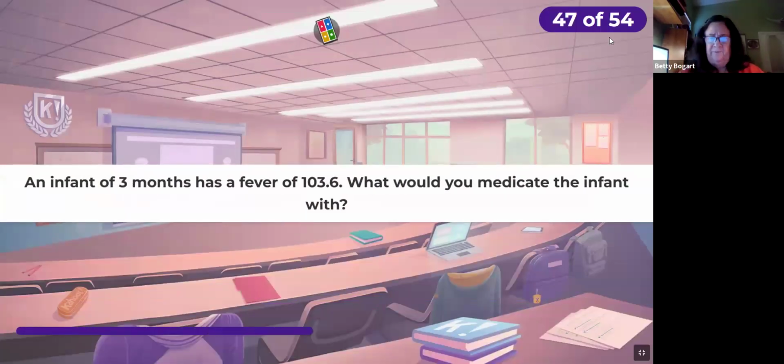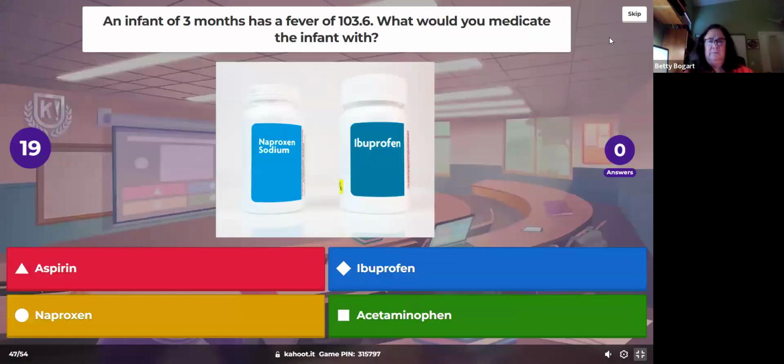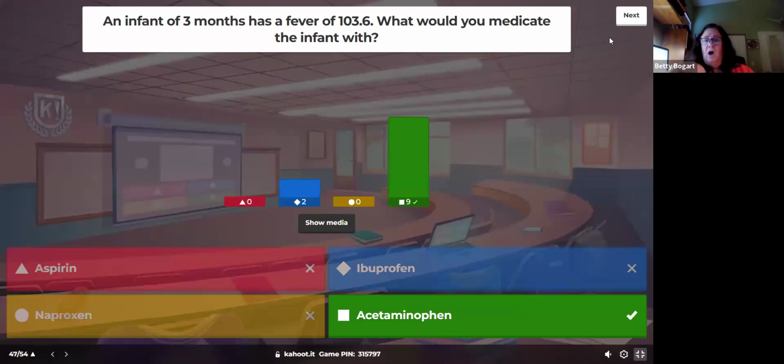An infant of 3 months has a fever of 103.6. What would you medicate this infant with? A 3-month-old has a fever. What do they get? Only Tylenol, acetaminophen. Only, only, only. Ibuprofen has something to do with platelet coagulopathy and bleeding. So we don't give an NSAID till 6 months old. And that's why I put this question here for you.